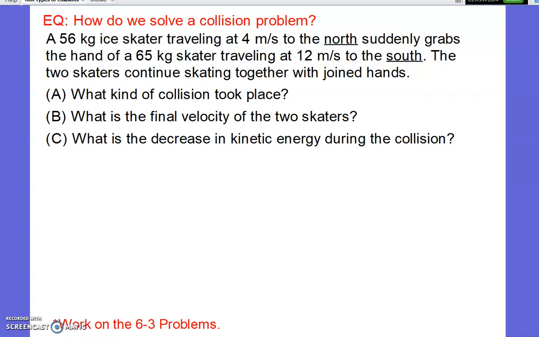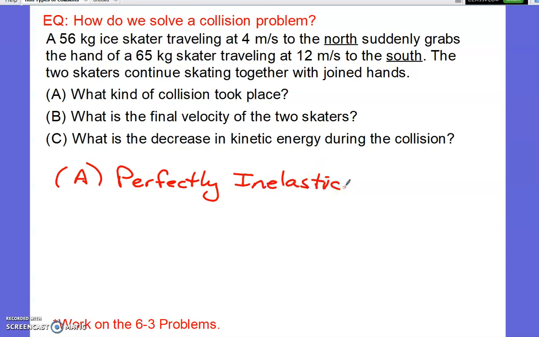Let's start with the very first part, the type of collision that it is. Because the two skaters joined hands, we know that this is a perfectly inelastic collision. So again, because they joined hands, that's the main idea.